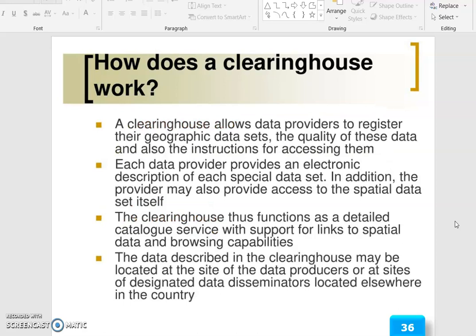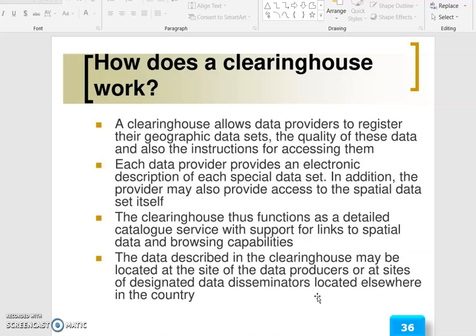How does a clearinghouse work? A clearinghouse allows data providers to register their geographic data sets, the quality of this data, and also the instructions for accessing them. Each data provider gives an electronic description of each spatial data set. In addition, the provider may also provide access to the spatial data set itself. The clearinghouse thus functions as a detailed catalog service with support for links to spatial data and browsing capabilities.